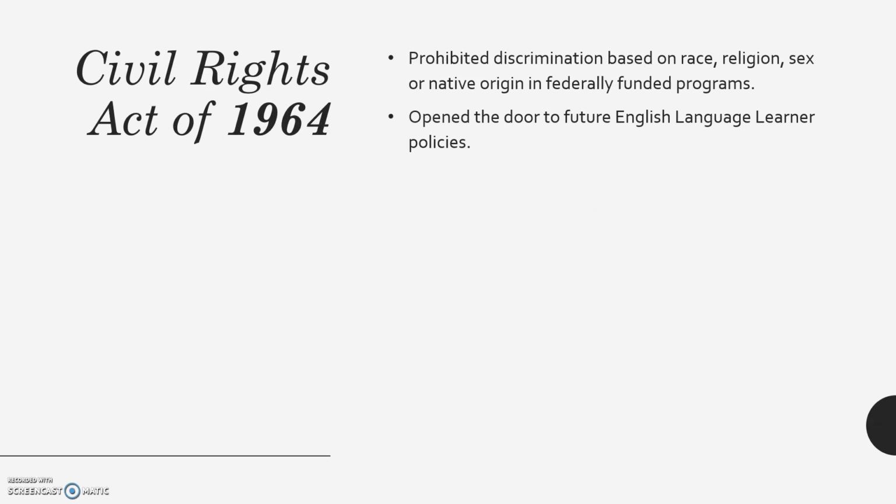The Civil Rights Act of 1964. This act prohibited discrimination based on race, religion, sex, or national origin in federally funded programs that are owned by the government, such as public schools. This act also opened the door for future English language learner policies.